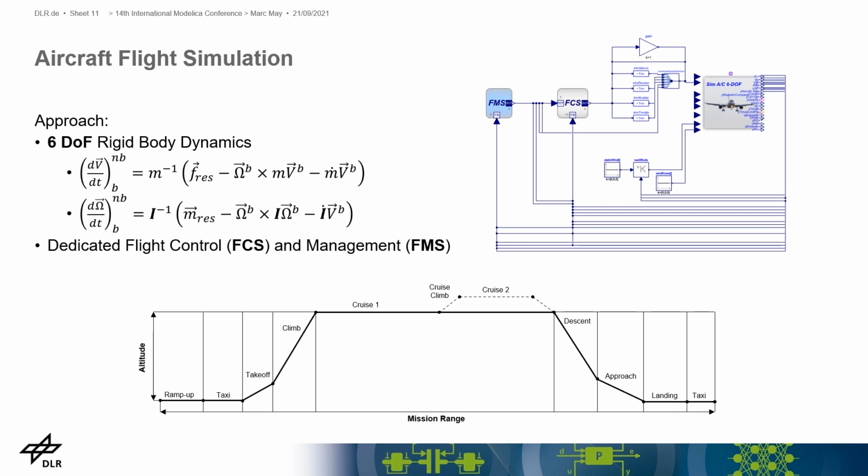The aircraft model used here is a 6 degree of freedom rigid body model encompassing translational and rotational motion. You can see the top-level structure on the right, and we will take a closer look into the aircraft model later, but let me first talk briefly about the flight control system and flight management system.